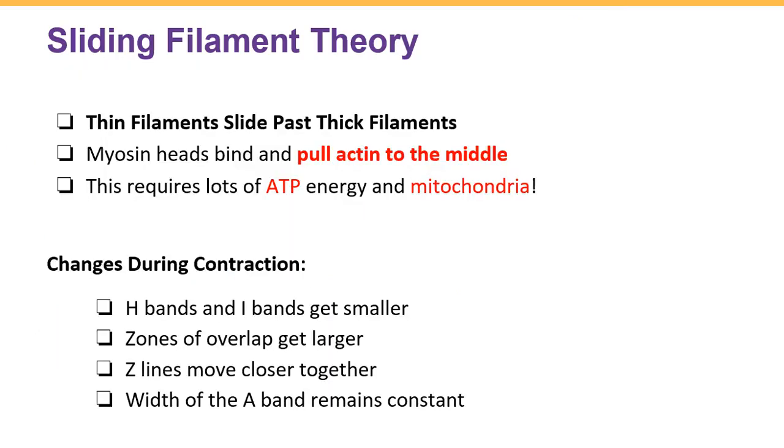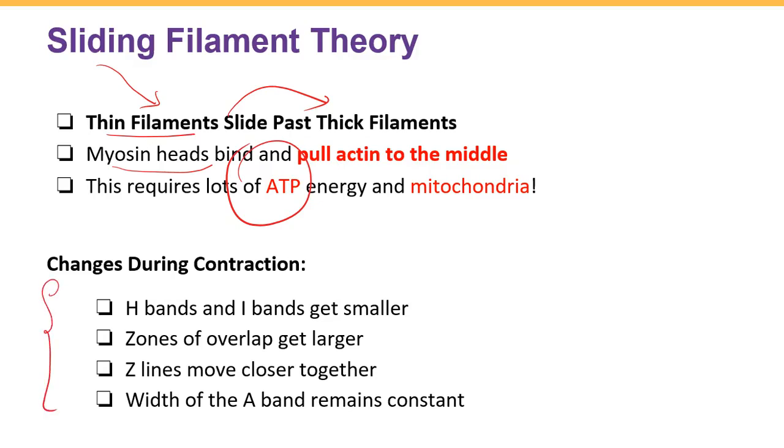Okay, let's see what we have here. We know that the sliding filament theory is when the thin filaments slide past the thick filaments. That is when the myosin heads bind to the actin and pull the actin to the middle of the sarcomere. For this to happen, we need lots and lots of ATP or energy, which the mitochondria are responsible for producing. And these are the changes that are going to happen during the contraction.